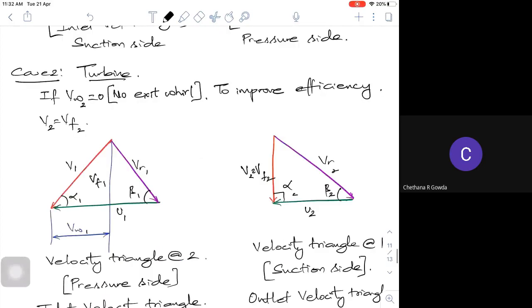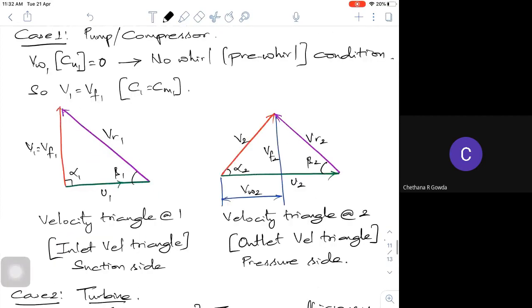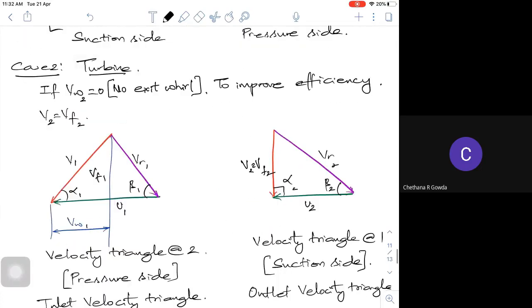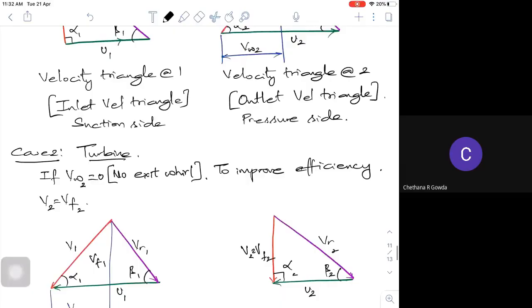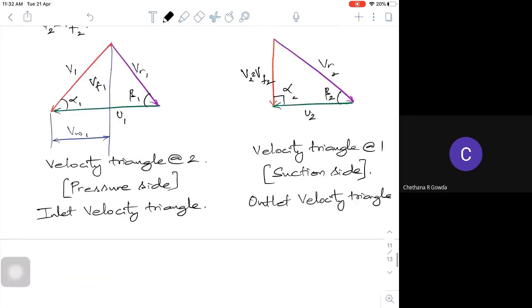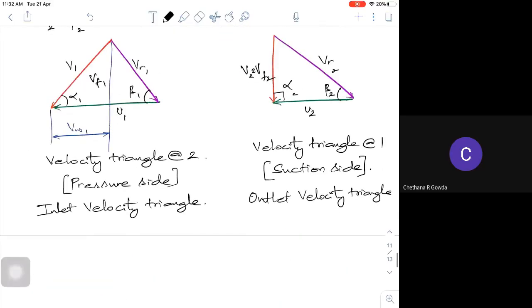Your exit velocity triangle is now the inlet triangle in the case of your turbine. So depending upon the conditions, I should be able to draw the corresponding triangle. So the inlet velocity triangle is the pressure side, and the outlet velocity triangle is the suction side, or we call it the exit side. Fine.